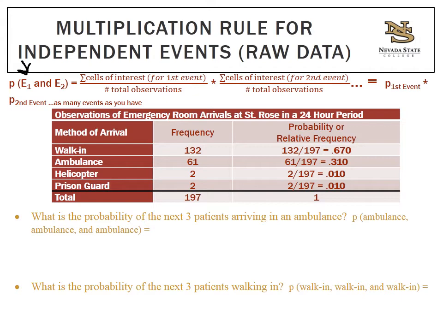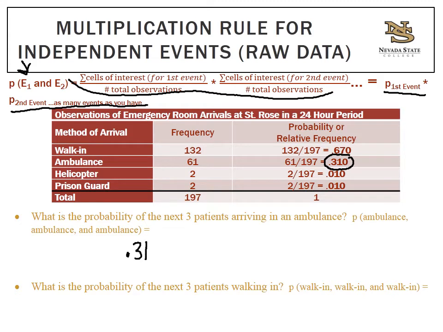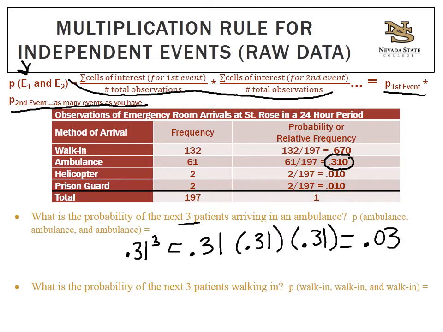All right, so because we already have this math done for us in the table, we're going to focus on this version of the formula. So the probability of the next 3 patients arriving in an ambulance would be, well, we know that the probability of 1 arriving in an ambulance is 0.31. So we take 0.31 and cube it basically, right? Because there's 3 we're looking at, equals 0.31 times 0.31 times 0.31, and we end up with 0.03. Or there's a 3% chance, based on this sample, that the next 3 patients will arrive in an ambulance. So pretty unlikely to happen. It's likely to happen for any single patient, but not 3 in a row.